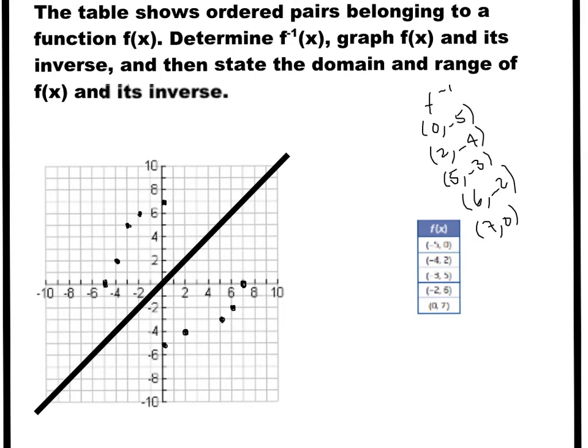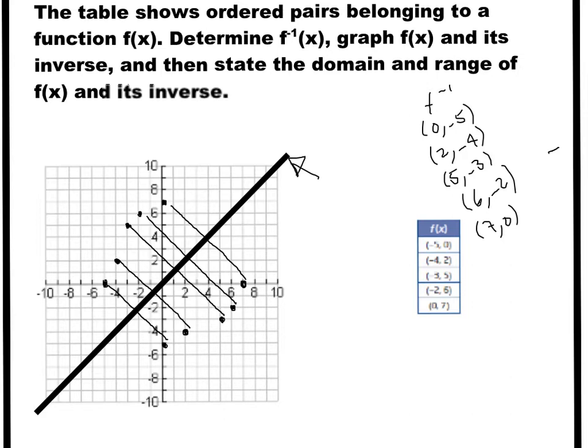I plotted the line y equal x, which is this line. And as you can see, this point and this point are reflections of each other about the line y equal x. This point and this point are also reflections. This point and this point are reflections. This point and this one are reflections, and also these two points are reflections. In general, remember, if you want to find the inverse of any graph, reflect it about the line y equal x, and you get the graph of the inverse function.